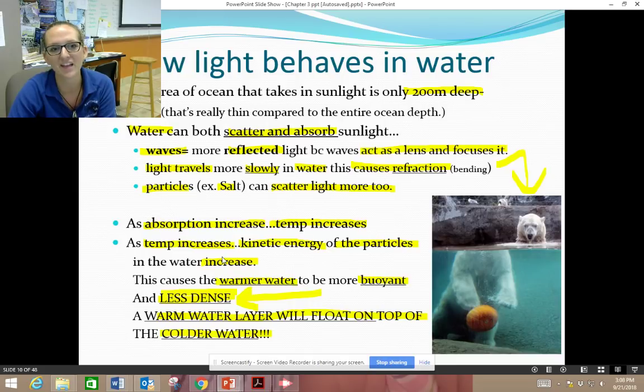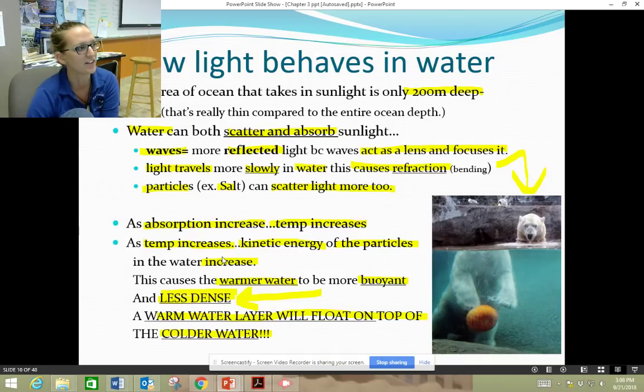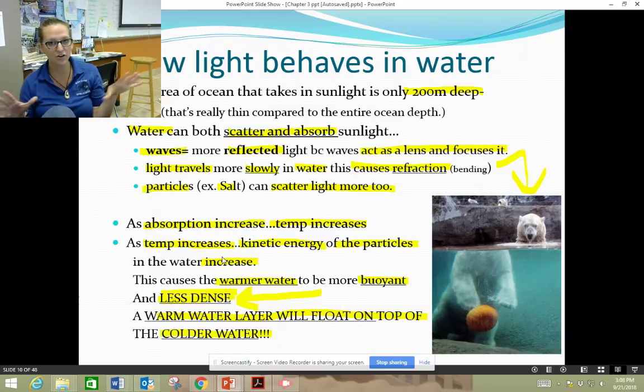How light behaves in water. So there are reasons why the water is the way that it is in the ocean. Okay. The photic zone is the only area in the ocean that's going to have light in it. And it goes only about 200 meters deep. It's really thin. So water can both scatter and absorb sunlight. It does hold in light, but it also can scatter it.